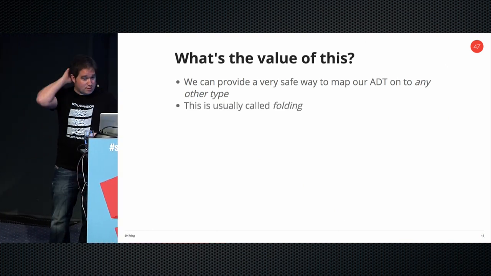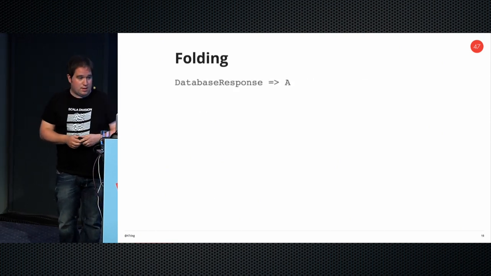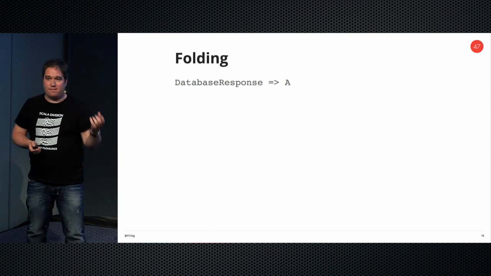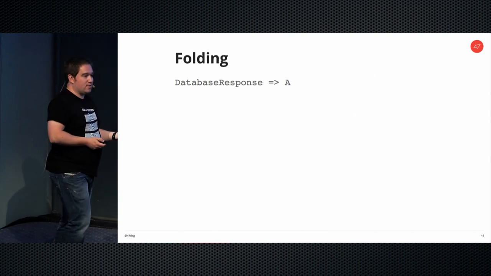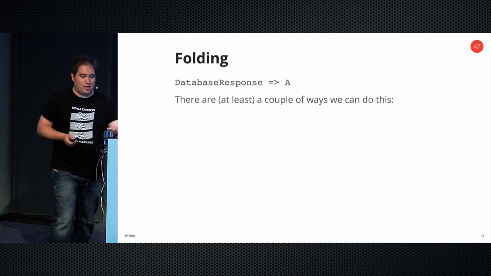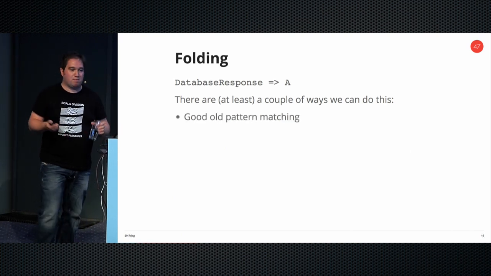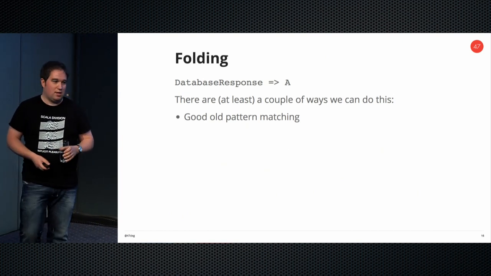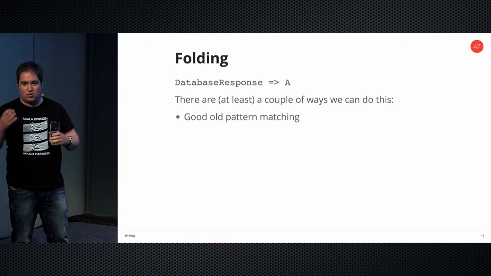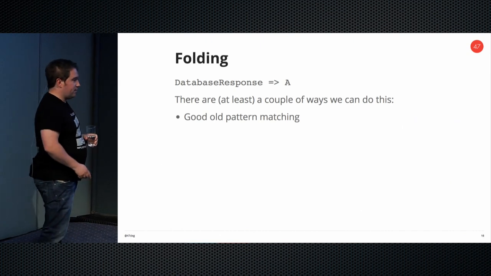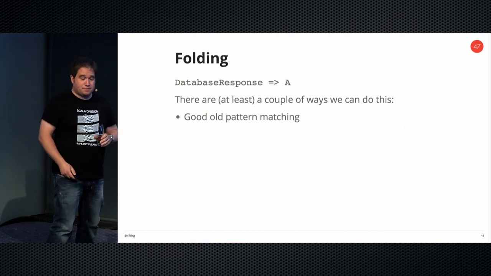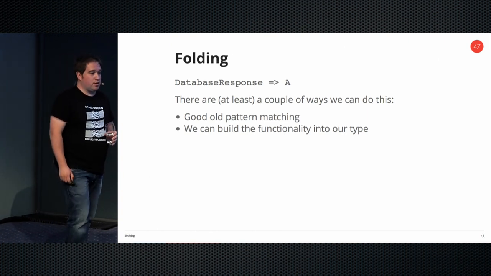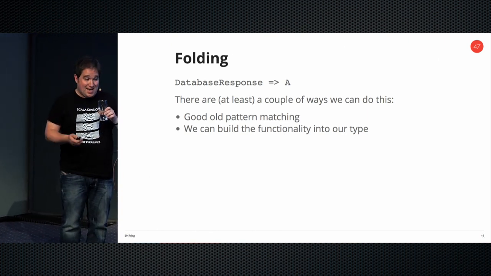And this is called folding, okay? In the example we've been working with, we've got this database response type, and effectively we want to turn this into some other type. You can probably think of ways we can do this already, right? We can just pattern match. Pattern matching is good, it's really nice, it's fun, it's very clear. You can drill down into nested types. That's great, but we can be even more confident and solid in our code, and we can build this functionality into our types.